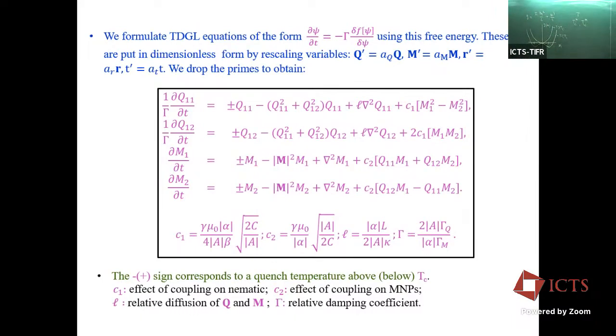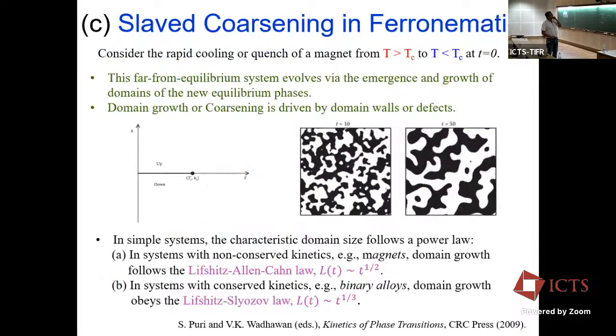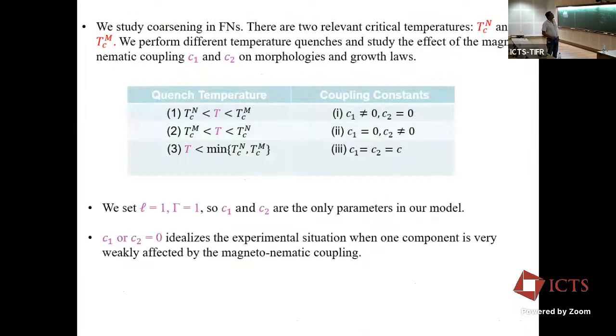If I quench to a temperature below the nematic critical temperature, the system is going to become nematically ordered. If I quench to a temperature below the magnetization critical temperature, the system will become magnetically ordered, right? Those are the primitive systems. And now one wants to ask what the couplings will do. So let's do this quench experiment and see what happens. I'm going to study coarsening in ferronematics.